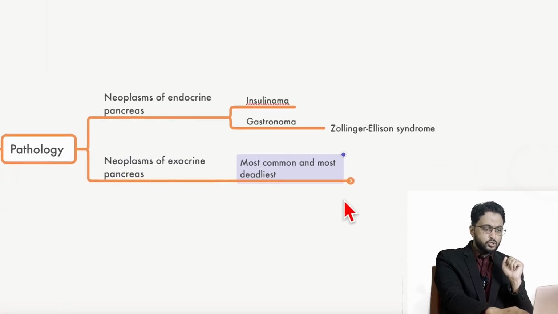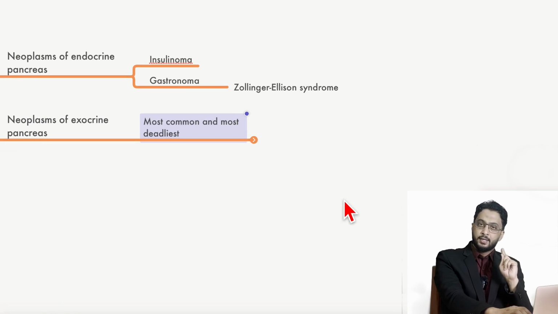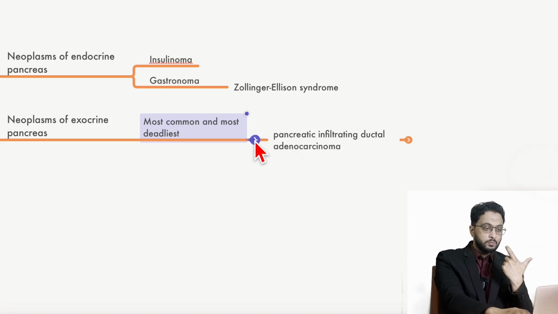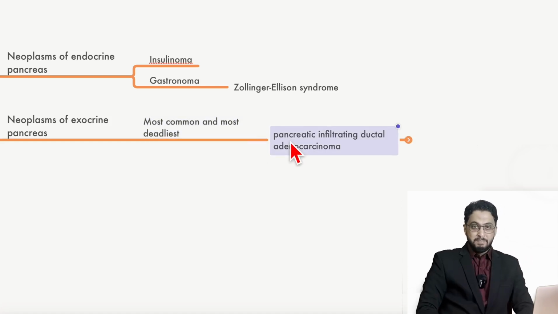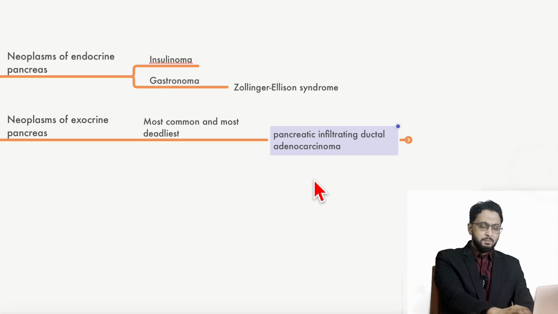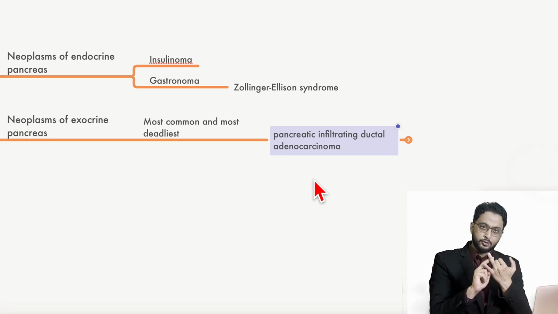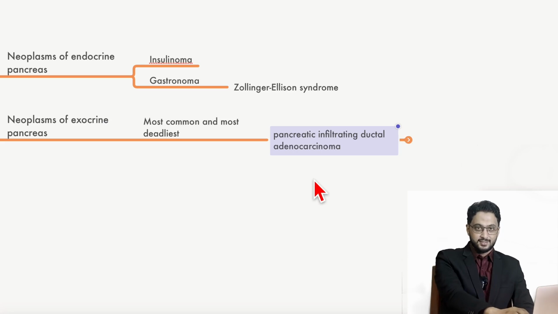Now, very important, the most common and the deadliest of exocrine tumors. Please note, the most common and deadliest of exocrine tumors is, and this term is very important, pancreatic infiltrating ductal adenocarcinoma. Basically adeno means glandular system only. You have adenocarcinoma of your salivary gland, adenocarcinoma of your gastric glands, all those. Similarly, pancreatic duct, so the ductal area, adenocarcinoma. It's re-emphasizing it's a ductal system which is involved.